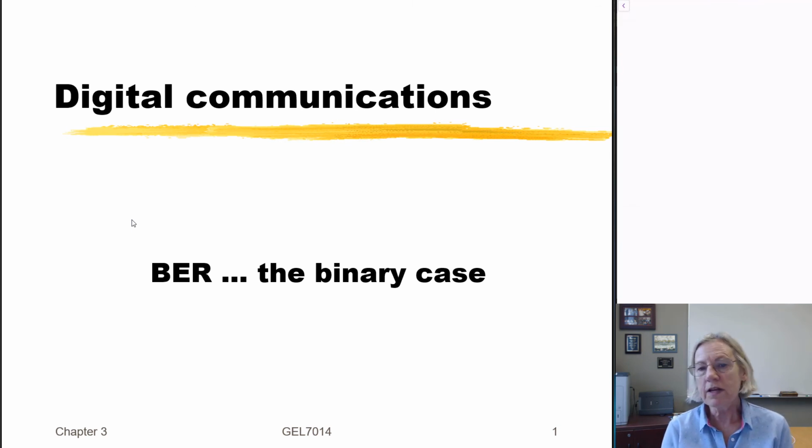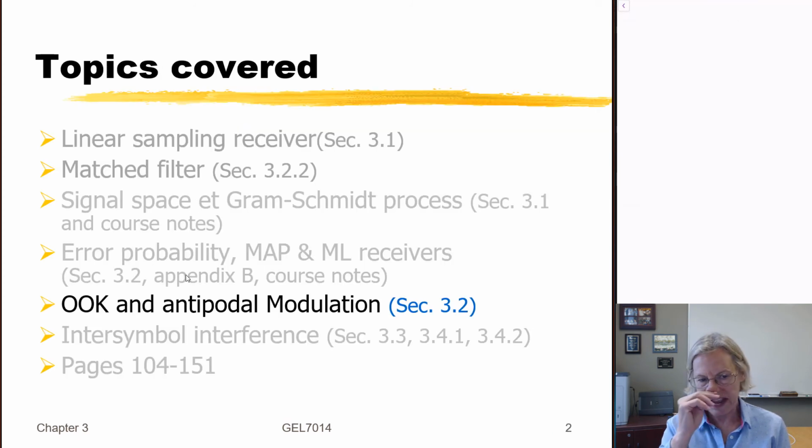We could have, for instance, done this same analysis of the bit error rate when we simply looked at the matched filter receiver. However, I decided to wait until we do the signal space analysis because I think we can take a simple example binary case, gain a little more intuition, and then move on to doing the higher order modulations. So, binary case to begin with. This is known as on-off keying or antipodal modulation and is covered in section 3.2 of the Sklar textbook.